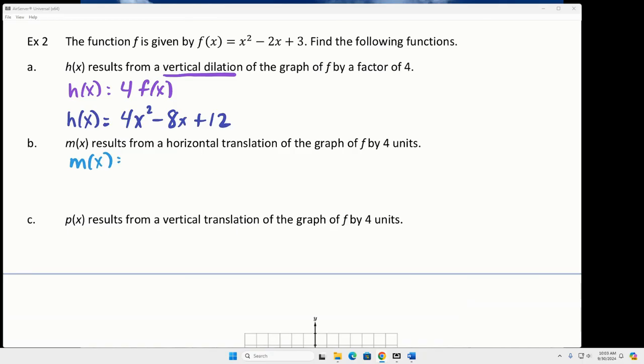That results from a horizontal translation of the graph of f by 4 units. Okay, so a translation where we're going to add or subtract, either inside or outside. So what do you guys think for horizontal? Horizontal is always inside. And do we add or do we subtract? If we want to have a positive 4 units, subtract. We do the opposite.